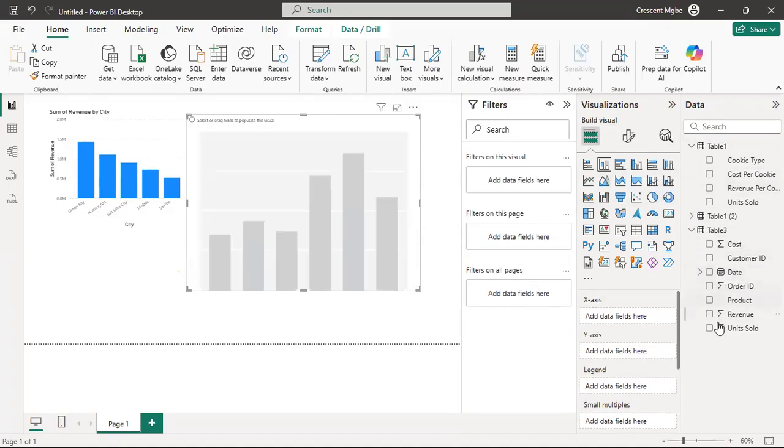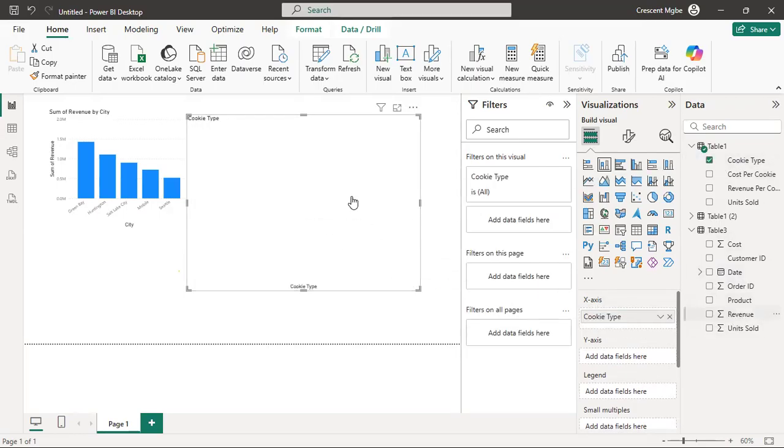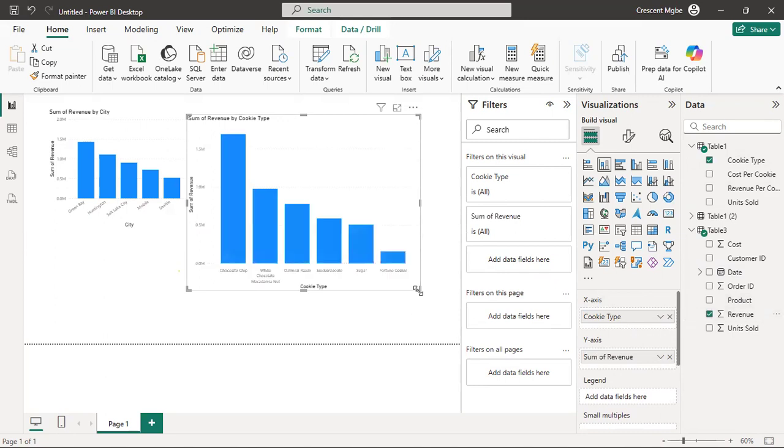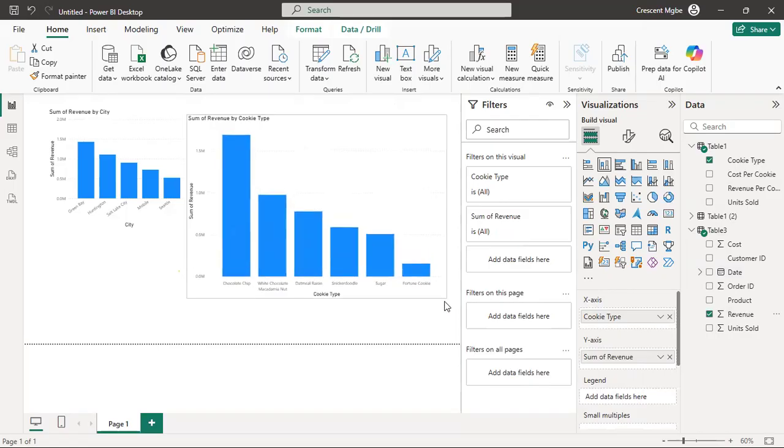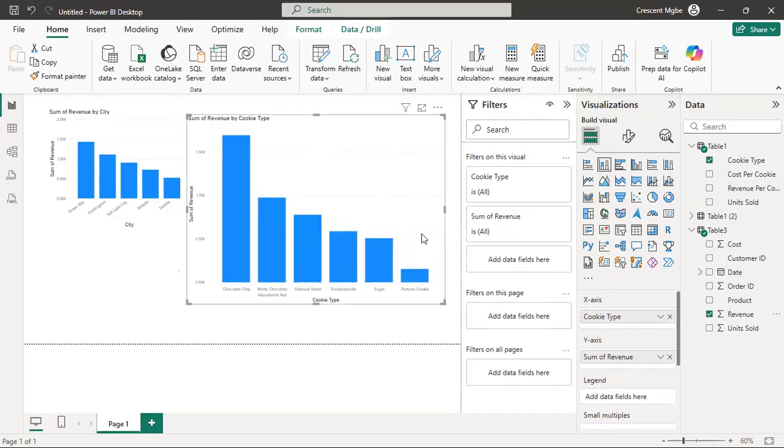Okay, the information we can get here is revenue by cookie type. Each cookie type. So you can see the cookie type that gave us the highest sale and the one that gave us the lowest sale. So we can see which one customers are buying and which one customers are not buying. So you can see that the problem has been solved.